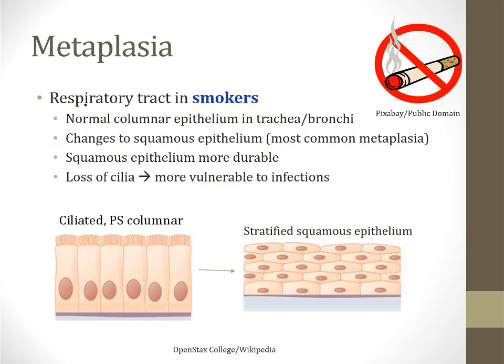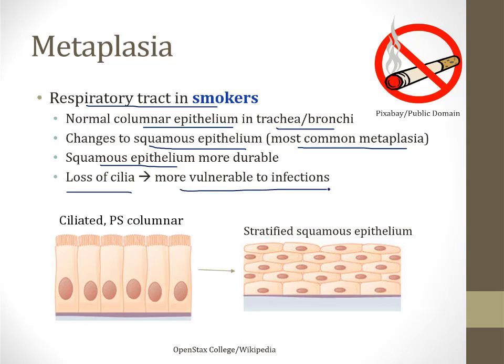A classic one is the respiratory tract in smokers. Normally, your respiratory tract is made up of columnar epithelium, which you find in the trachea and bronchi. But if this epithelium is exposed to smoke, it will change into a squamous epithelium. This is the most common form of metaplasia, transformation from columnar to squamous cell epithelium. This occurs in many cases, including when your respiratory tract is exposed to smoke. And the reason this is the most common type of metaplasia is because squamous epithelium is much more durable than columnar epithelium. The problem for smokers is that the squamous epithelium does not have cilia, so now they are more vulnerable to infections, and this is one of the many reasons that smoking is bad.